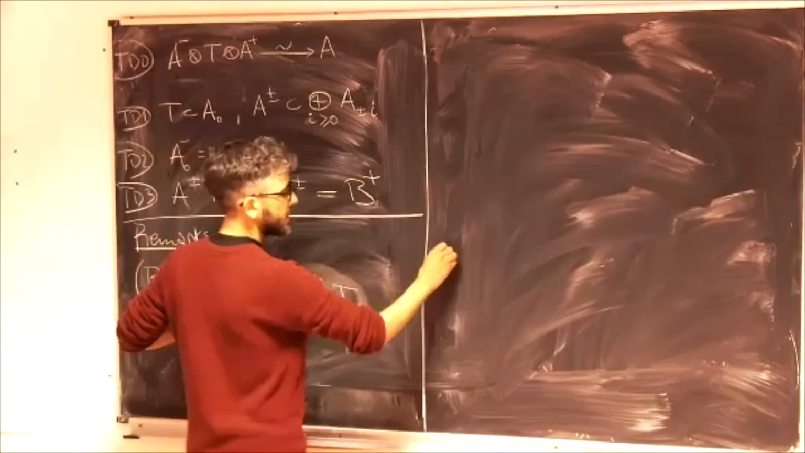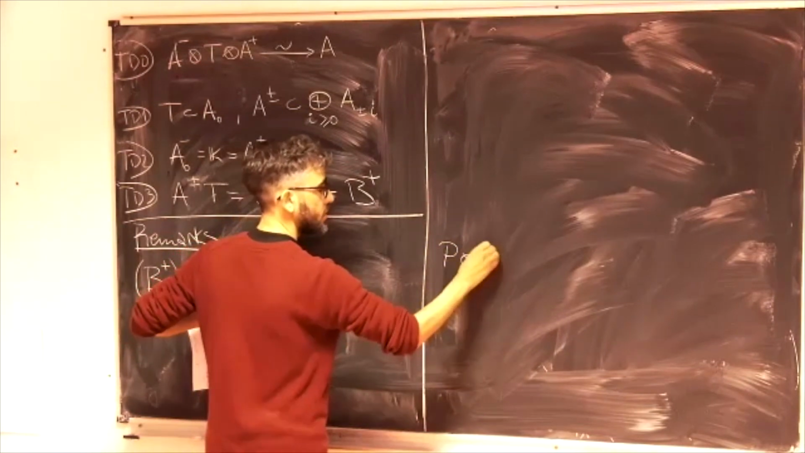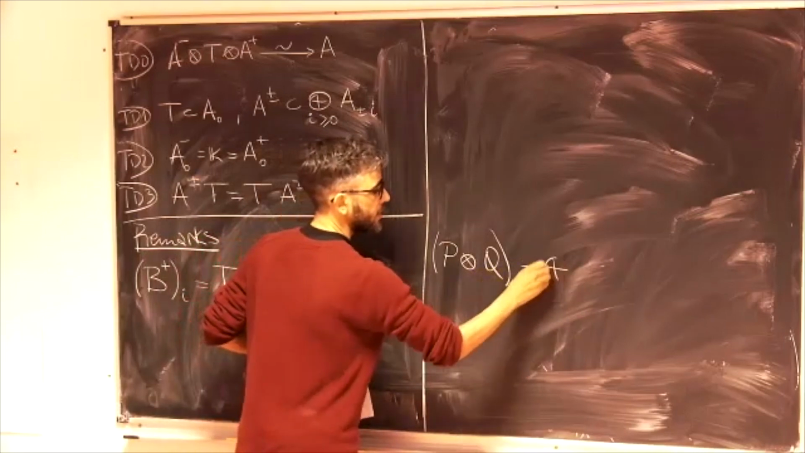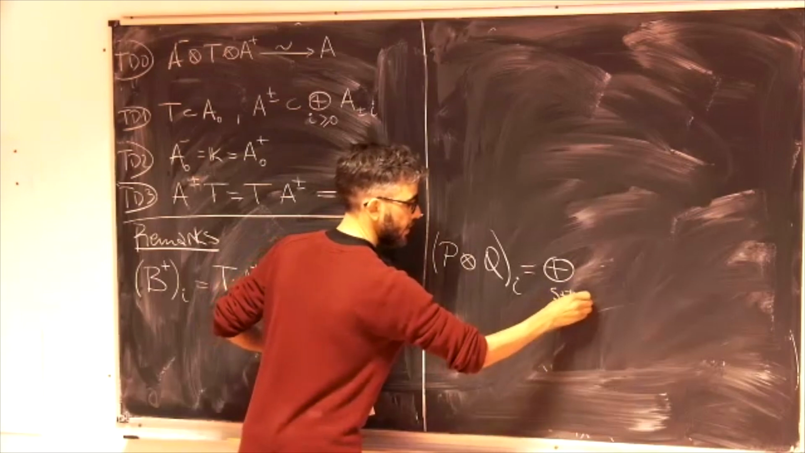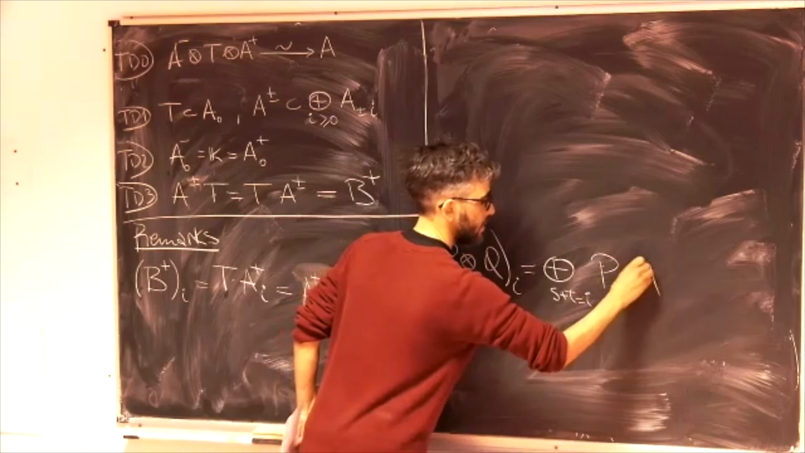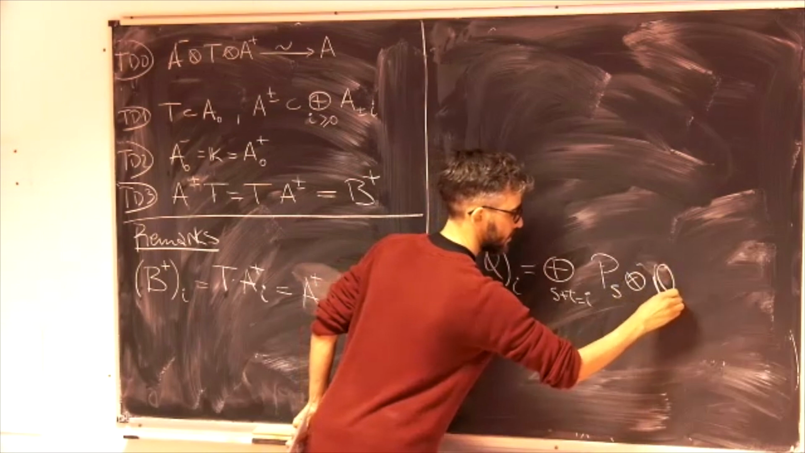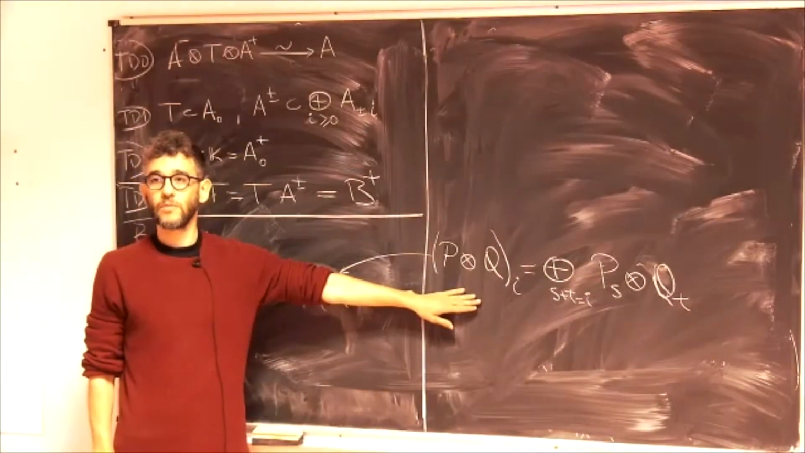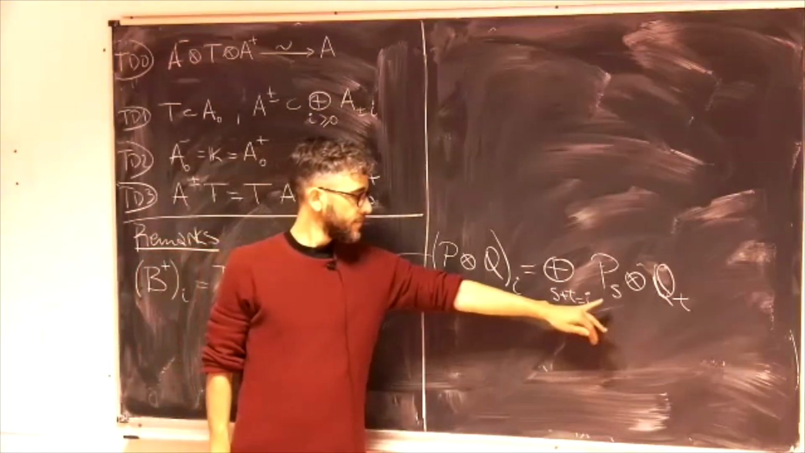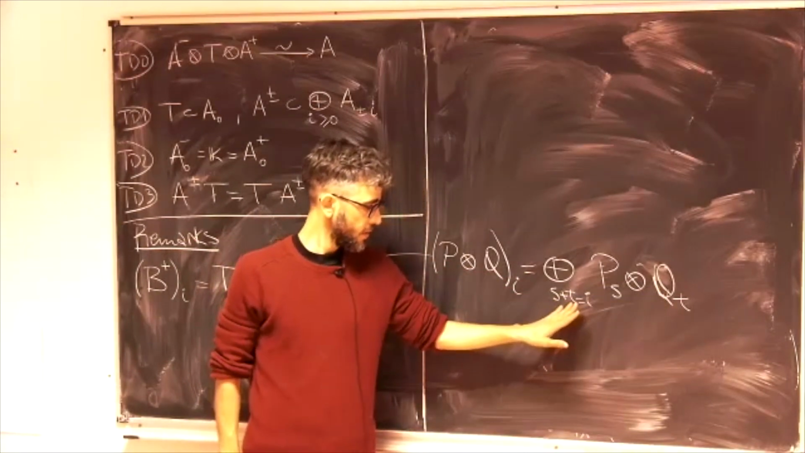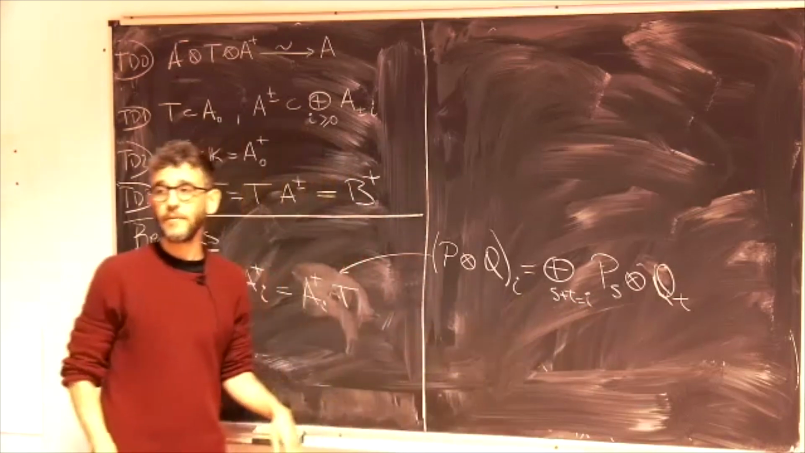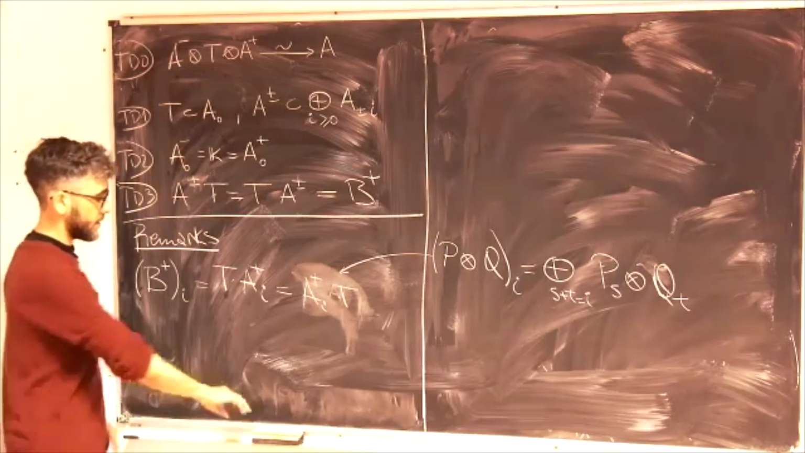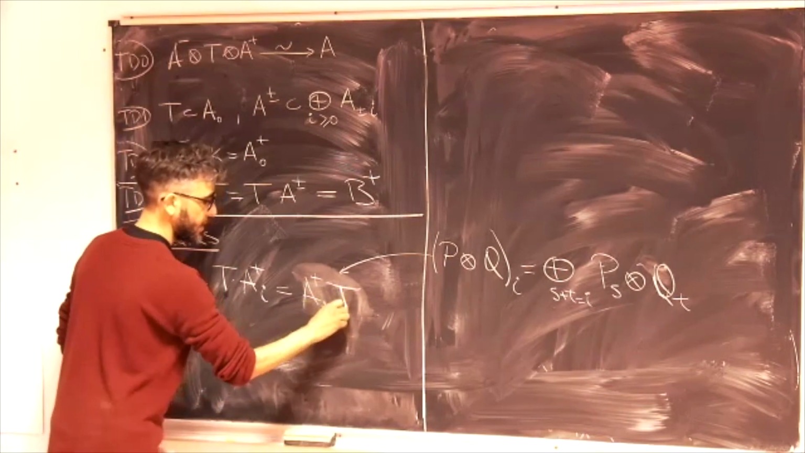Here I follow this convention: if you consider two graded vector spaces and take the tensor product, the component of degree y is equal to the direct sum of the tensor products of the homogeneous components whose degrees sum to y. This is the usual convention for the degree of a tensor product. And as T is contained in degree zero, in this case it is just T tensored with the component of degree y.